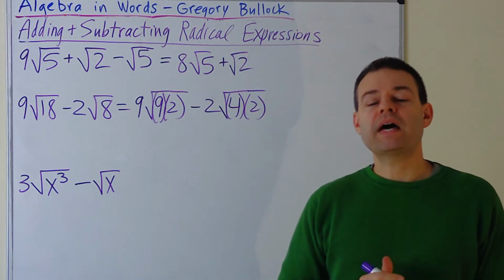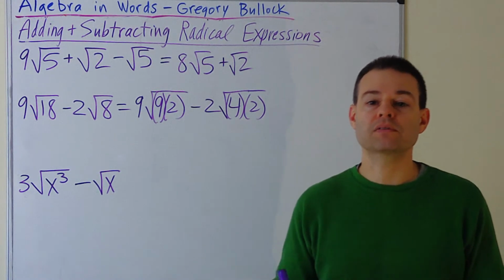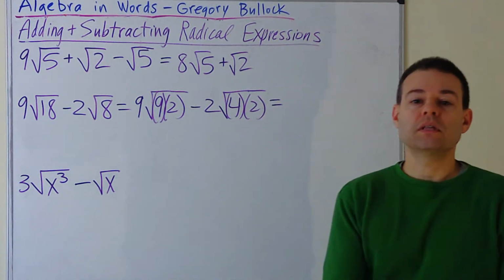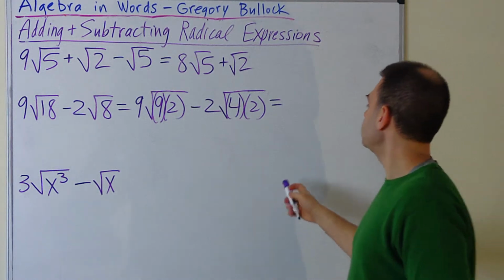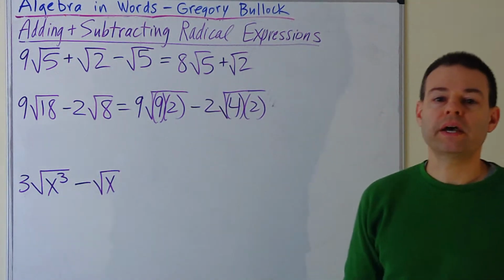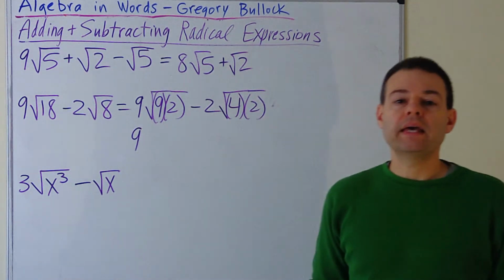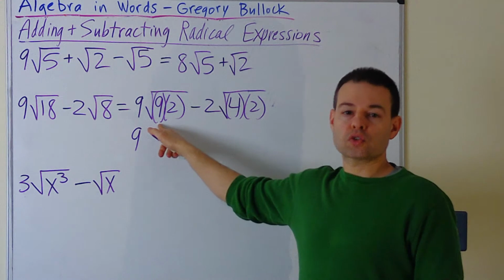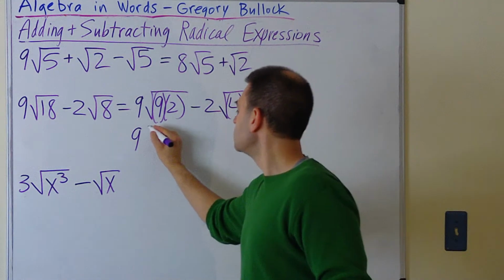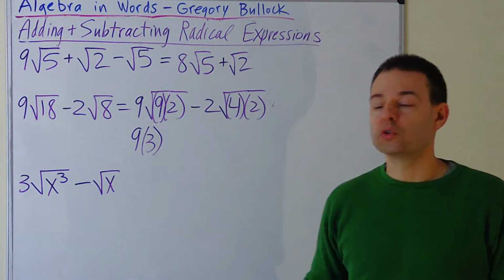And now that we did that, now we're going to extract out any of the perfect powers. So for example, let's go down a level, and we're going to rewrite the coefficient 9. And now, since this is the square root of 9, let's take the square root of 9 out as 3. And write the remaining root 2.